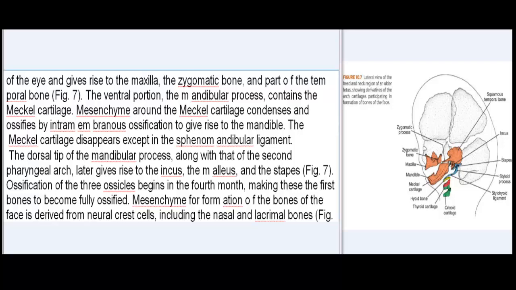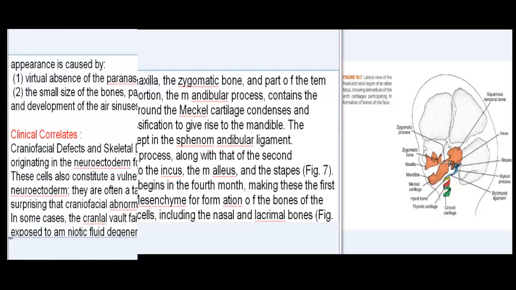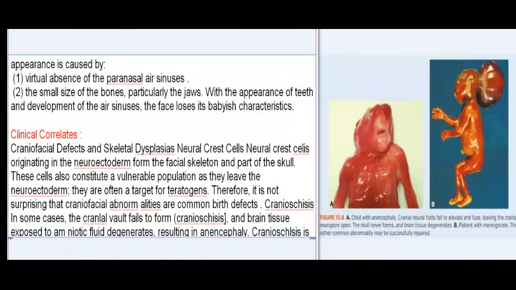Mesenchyme for formation of the bones of the face is derived from neural crest cells, including the nasal and lacrimal bones, Fig. 4. At first, the face is small in comparison with the neurocranium. This appearance is caused by 1. Virtual absence of the paranasal air sinuses. 2. The small size of the bones, particularly the jaws. With the appearance of teeth and development of the air sinuses, the face loses its babyish characteristics.